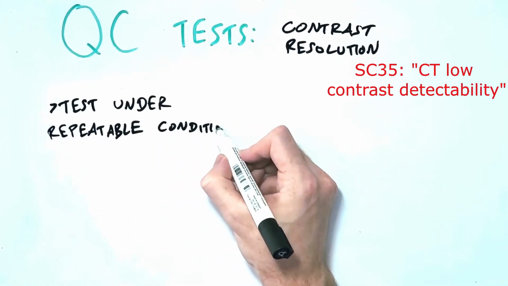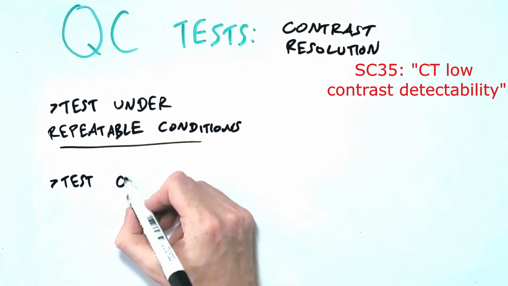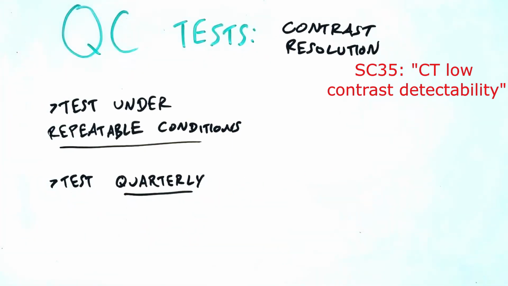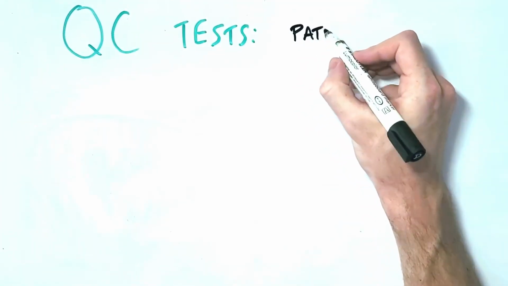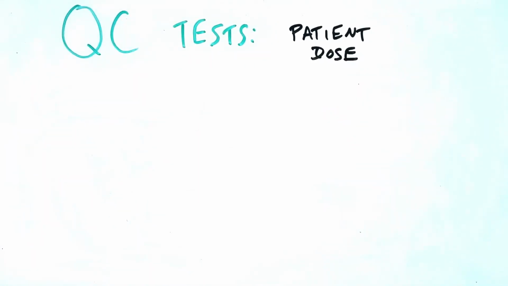So this test is conducted with comparison to a baseline level under set conditions which have to be repeated each time the test is conducted. Contrast resolution should be tested quarterly. Finally, the patient dose should be measured to assess whether the CT dose index displayed by the scanner is an accurate assessment of the dose being delivered to the patient.